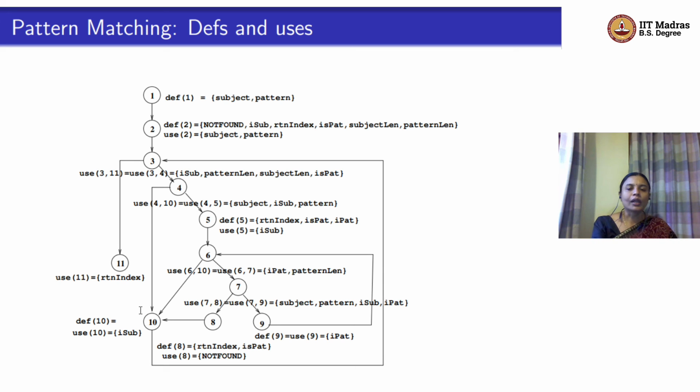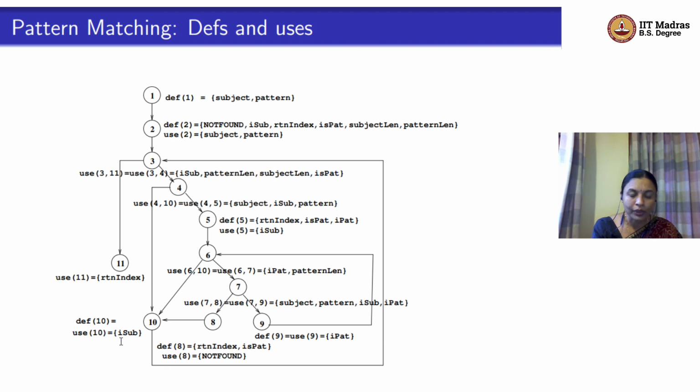Like let's take ispat, this Boolean flag, that's defined at node 5 and used at edge 6, 7. So there's a du path for ispat from node 5 to the edge 6, 7. It's again defined and used at node 9, ispat plus plus. Similarly, here at node 10, we have definition and use of isub.